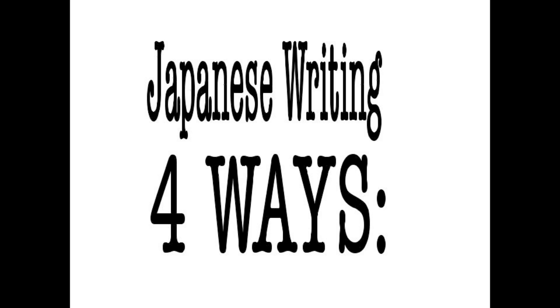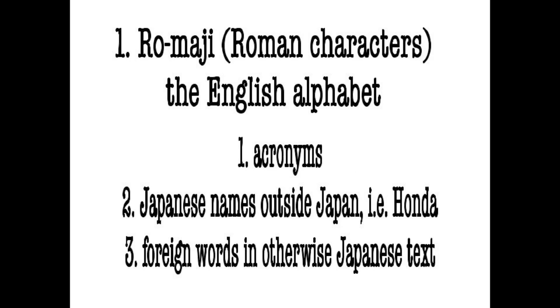There are 4 ways to write in Japanese. The first way is our way, the English alphabet. They call it Ro-maji, which literally means Roman characters.